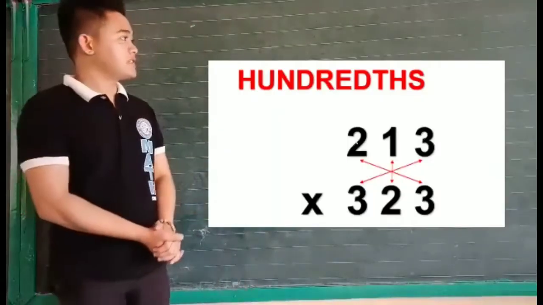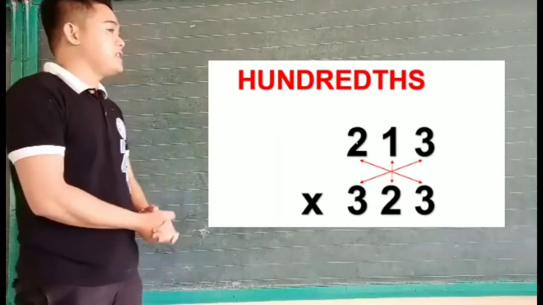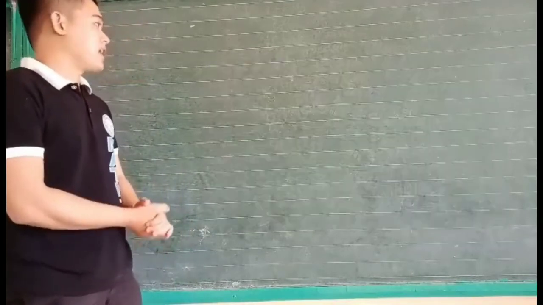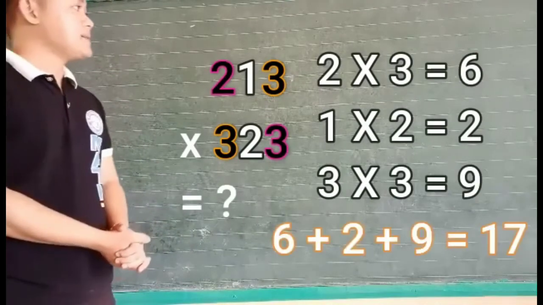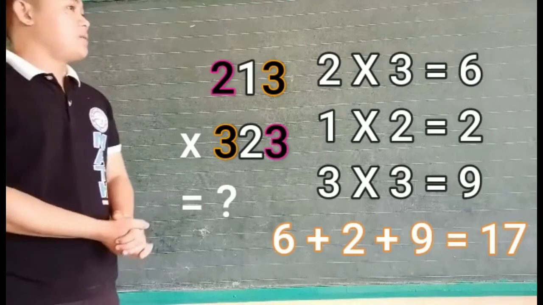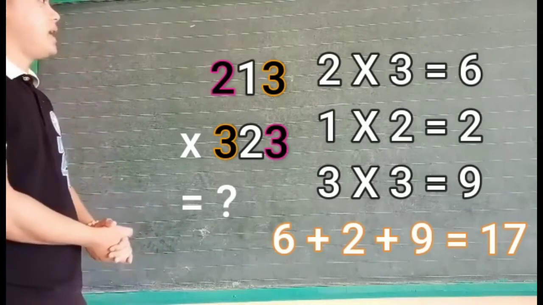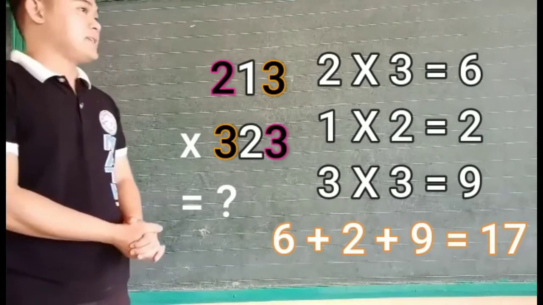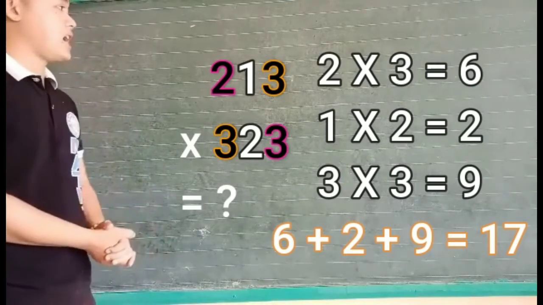Third, to get the hundreds, we multiply hundreds by units, tens by tens, and units by hundreds. So hundreds by units is 2 times 3 equals 6. Tens by tens is 1 times 2 equals 2. And units by hundreds is 3 times 3 equals 9. So 6 plus 2 plus 9 is equal to 17. So bring down 7 and carry 1.